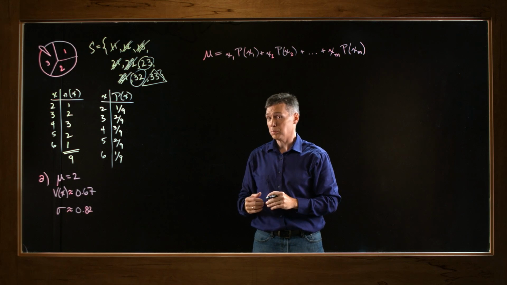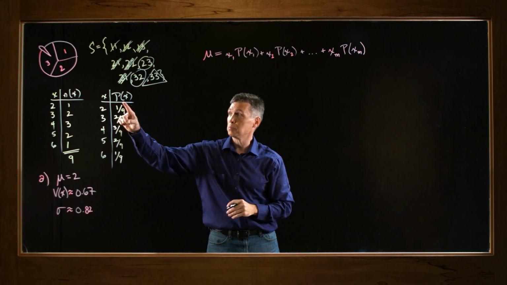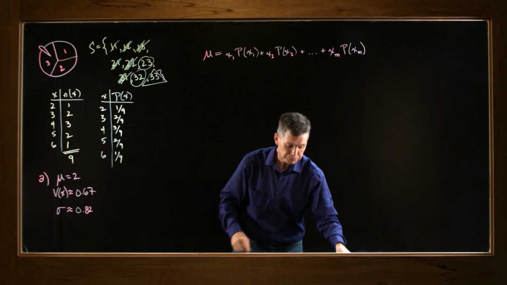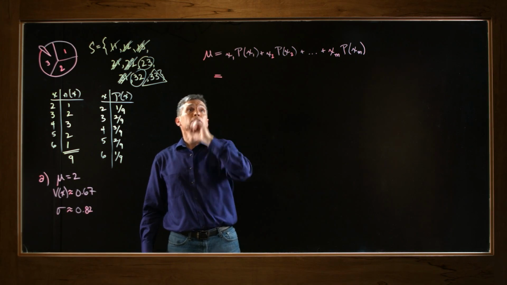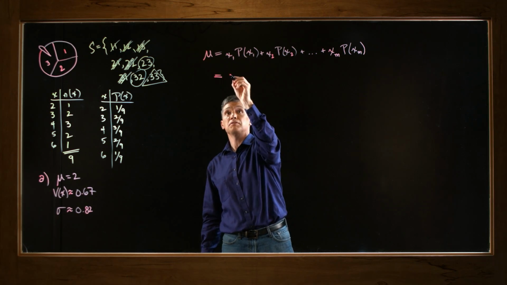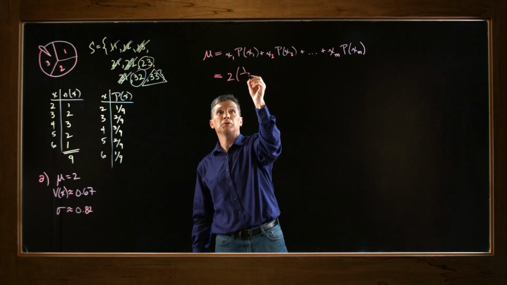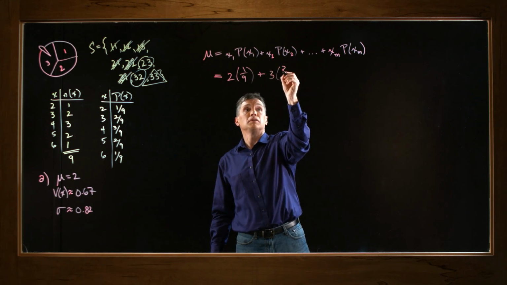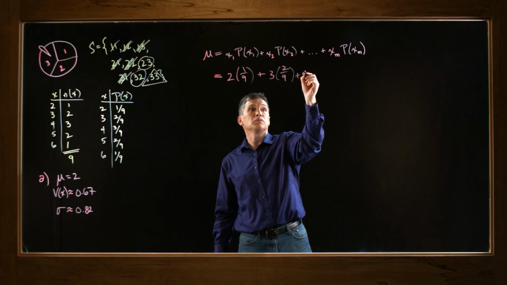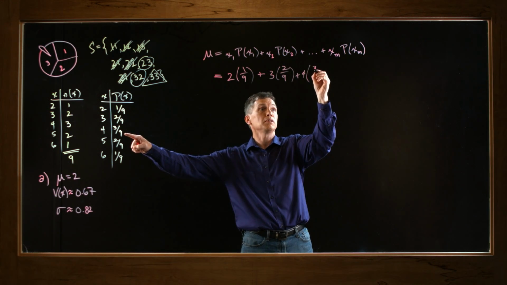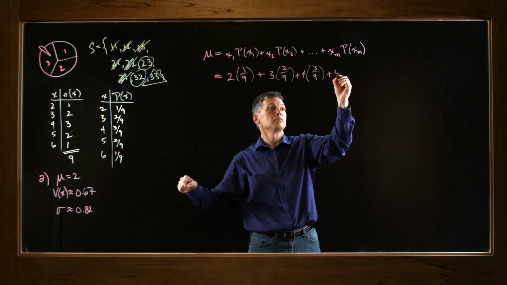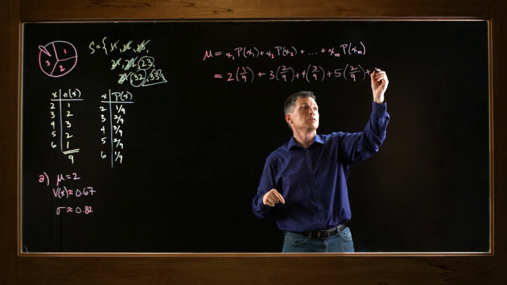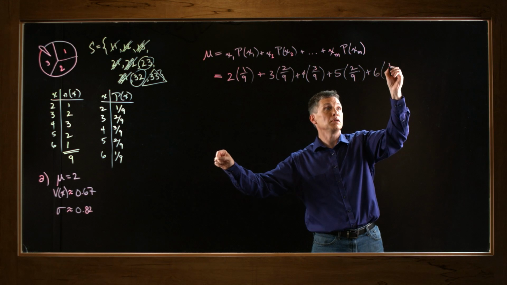Okay, really almost preliminary work, because now I've got my x's and my p of x's to fill in this formula. So let's give that a go. Following the formula, I just need each value of x and multiply by the corresponding probability. 2 times 1/9. 3 times 2/9. 4 times 3/9. 5 times 2/9. 6 times 1/9.